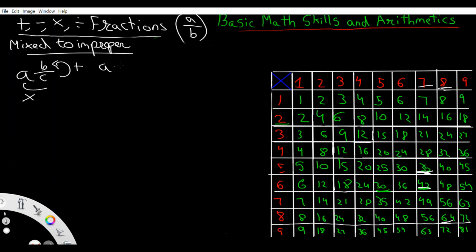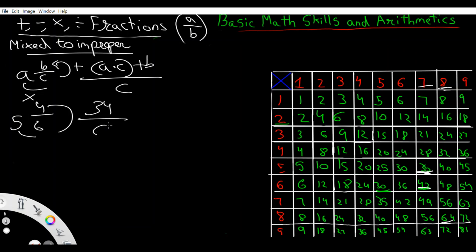So you get A multiplied by C, and the result you add it to B, and whatever you get, you divide it by C. Let me show you an example. If you have 5 and 4 over 6, what you need to do first is multiply 5 and 6 together to make 30, and then add that to 4 to make it 34 over 6. See how it's improper now because the numerator is greater?